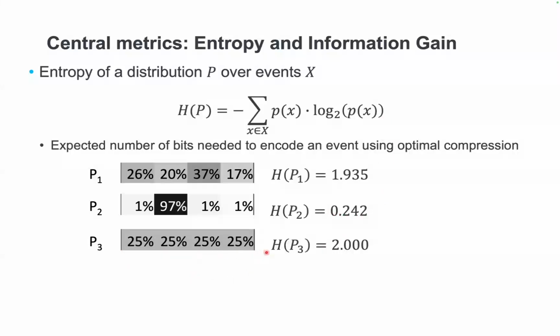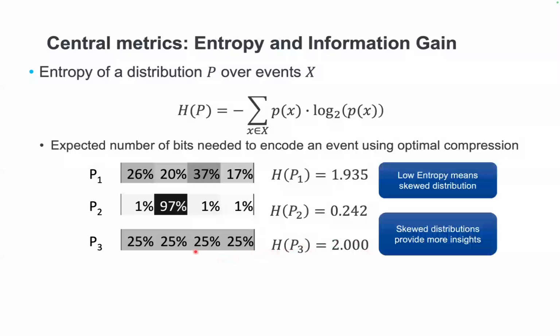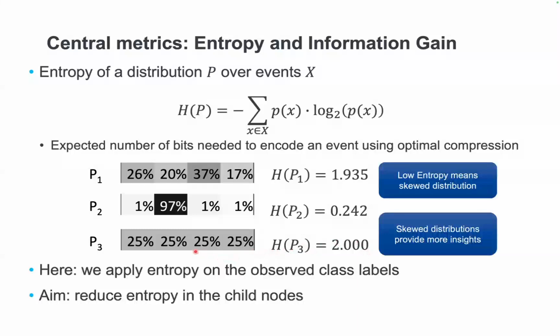And when I have a uniform distribution, this is where the most information gets over. If all 4 classes are equally likely, I have 2 bits of information from these 4 classes. So low entropy means that I have a skewed distribution. The skewed distribution provides better predictions, whereas if I have a high entropy, my prediction is not very good. There's a lot of uncertainty remaining.